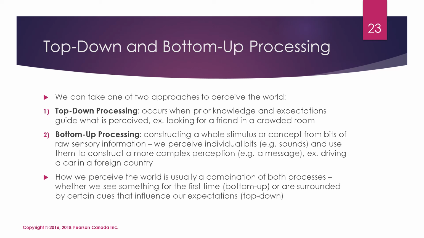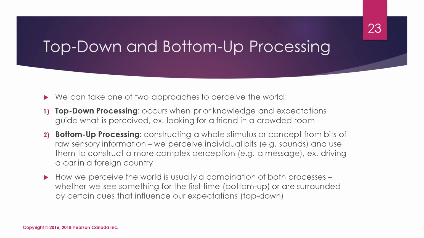But these things that we're talking about in this module are general characteristics that will help you understand the stuff in the other 3 modules in this chapter. Human beings typically take one of 2 approaches to perceive the world around us. We either engage in top-down processing, which occurs when prior knowledge and expectations guide what is perceived, or bottom-up processing, where we're constructing a whole stimulus or concept from bits of raw sensory information. In that case, we'd perceive the individual bits and use them to construct a more complex perception.